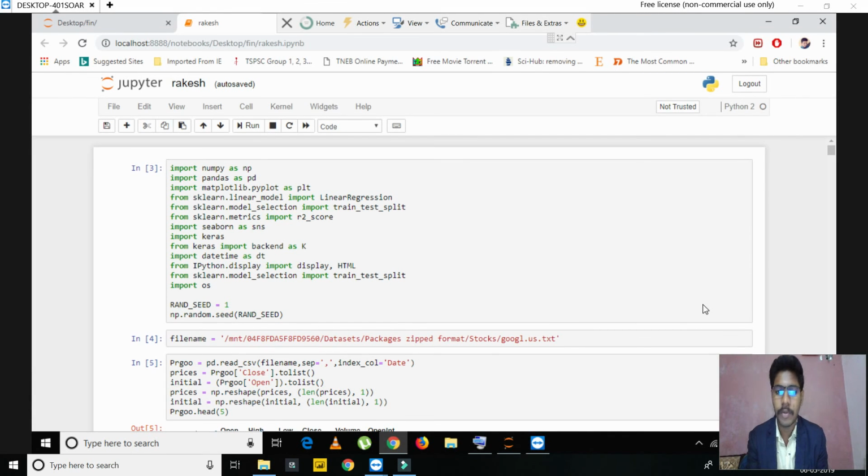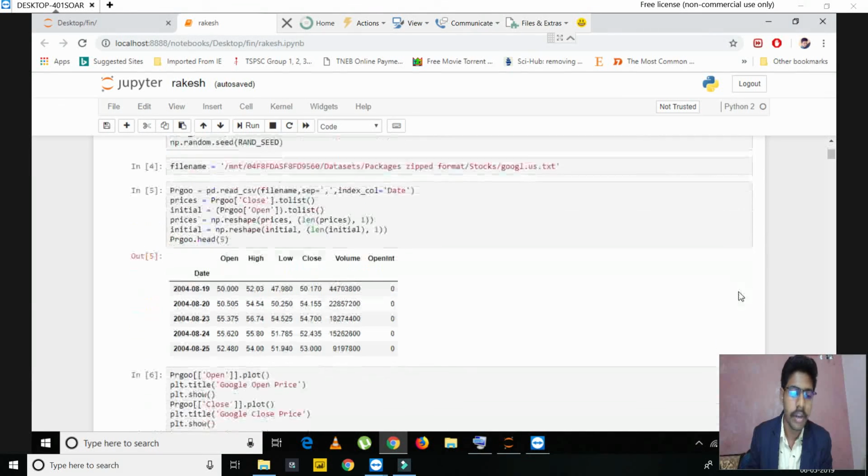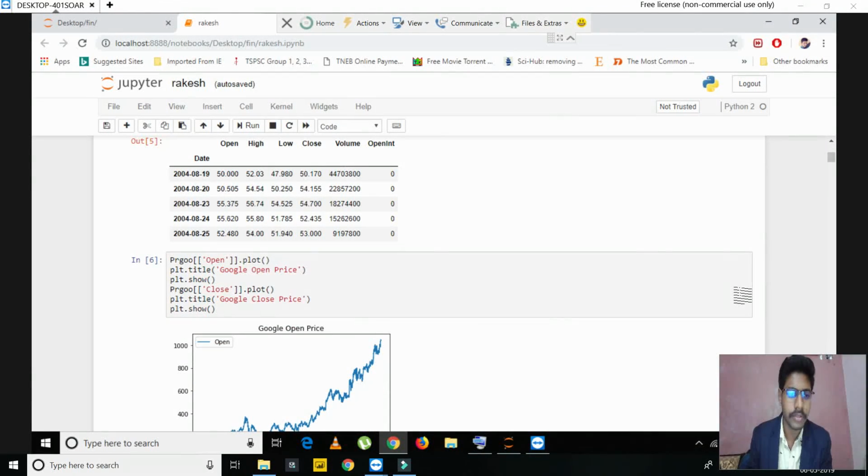Hi, this is a demo of my project. It uses a Jupyter notebook for demo purposes. You can see here the NumPy, Pandas, and Matplotlib libraries. These packages are used in this project. NumPy is used for reading datasets, Pandas is used for a clearer view of the charts, and Matplotlib is used for plotting.